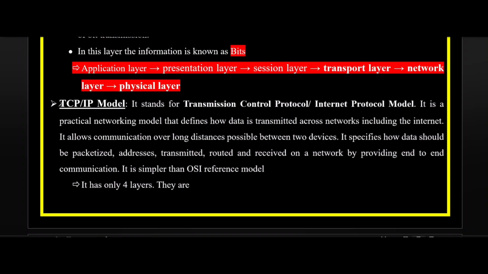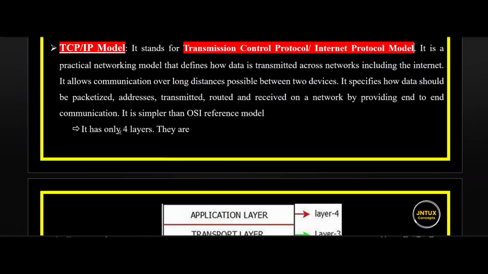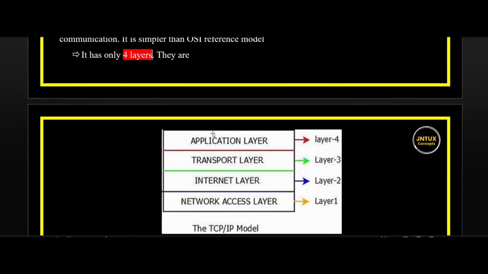So the next, or the second type of reference model, is the TCP/IP model. It stands for Transmission Control Protocol/Internet Protocol model. It is a practical networking model that defines how data is transmitted across networks, including the internet. It makes communication over long distances possible between two devices. It specifies how data should be packetized, addressed, transmitted, routed, and received on a network by providing end to end communication. It is simpler than the OSI reference model as it has only 4 layers. But in the OSI model, there are 7 layers.